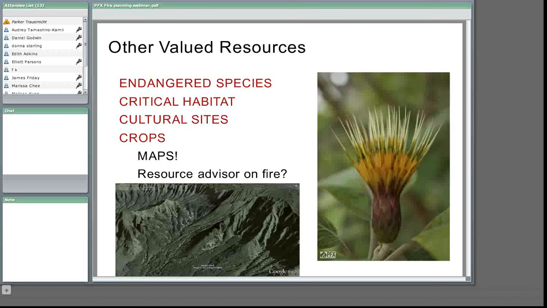And then at the federal level, a lot of agencies will actually appoint a resource advisor. So this would be someone who knows the locations of these types of resources and will be on scene at the fire, interacting with the incident commander to make sure that they know where these areas are.